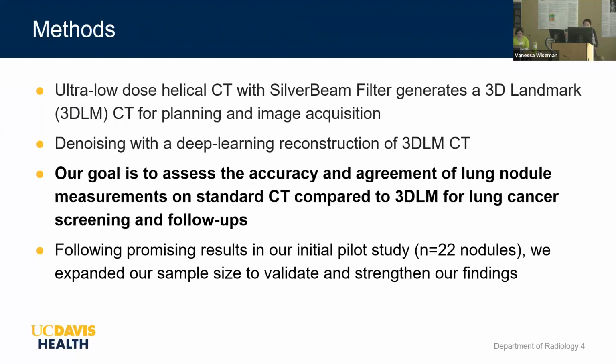Our scanner utilizes ultra-low-dose helical CT with a silver beam filter for 3D landmark scout imaging instead of the traditional 2D scanogram. The silver beam is used to achieve ultra-low doses. And using post-processing deep learning reconstruction, we attempted to repurpose these 3D landmark scouts into viable diagnostic 3D landmark scans for opportunistic screening without any additional imaging. These reconstructed scans are similar to an ultra-low-dose CT with a dose about like that of a chest X-ray, about 0.2 milligray or 0.1 to 0.2 millisieverts.